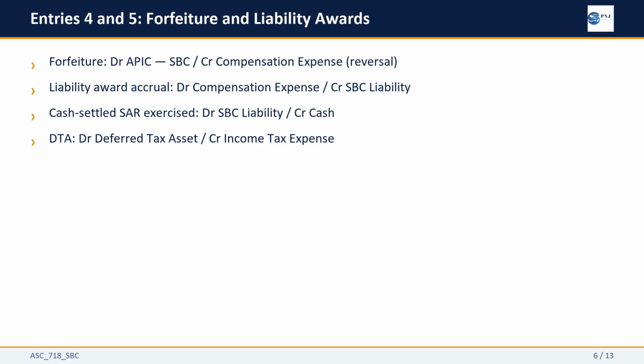For tax accounting, each period you record a deferred tax asset for the book SBC expense times the tax rate. Debit deferred tax asset, credit income tax expense. This credit reduces income tax expense in the current period. The company is receiving a future tax benefit, and it is recognized proportionally as SBC expense is accrued.